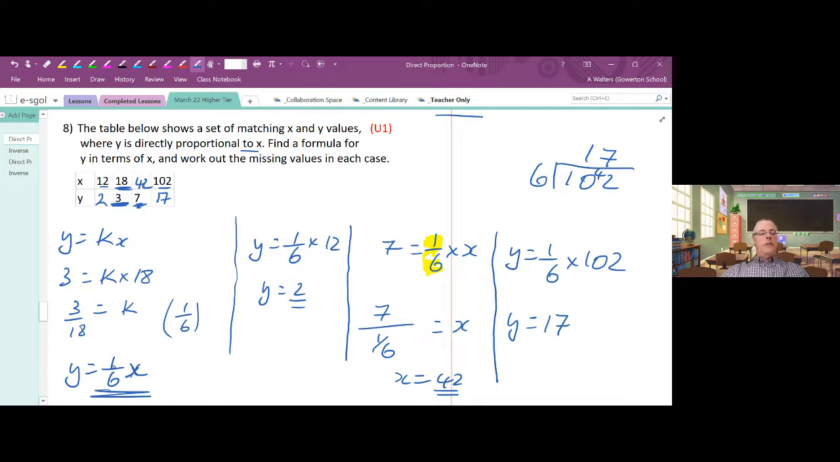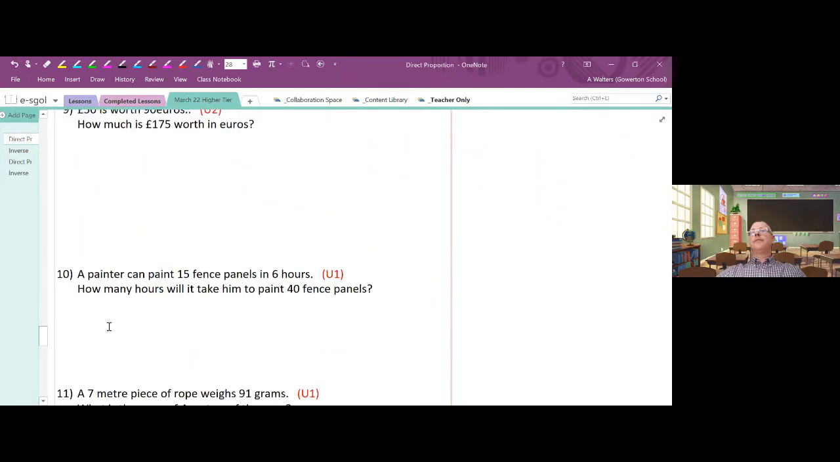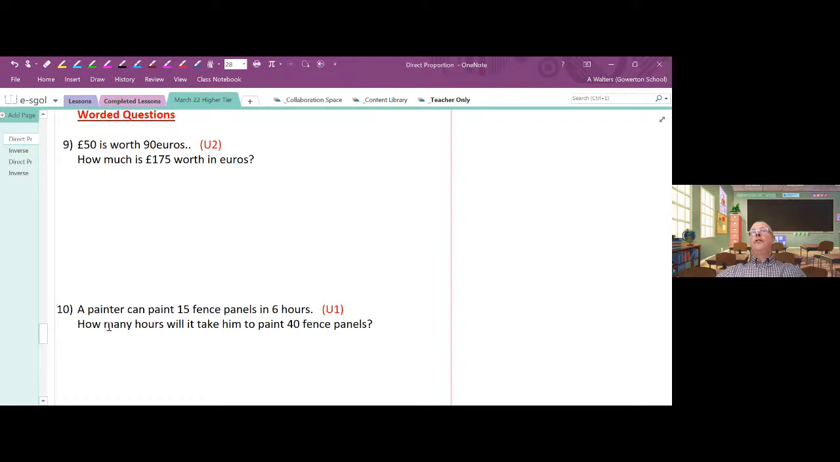So there's a couple of questions now that are more practical, worded questions. The first one, so it's up to you what symbol you want to use. Okay, I'm just going to use the numbers, and then I'm going to come up with a formula that links euros to pounds. Okay, but there's a number of ways of doing it. I'm suggesting it's a paper 2, so you're allowed a calculator.